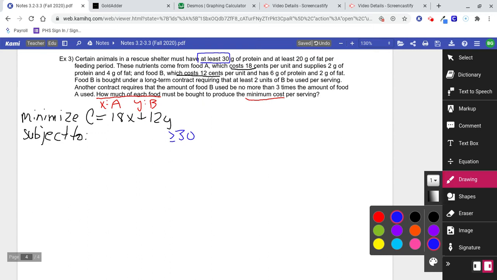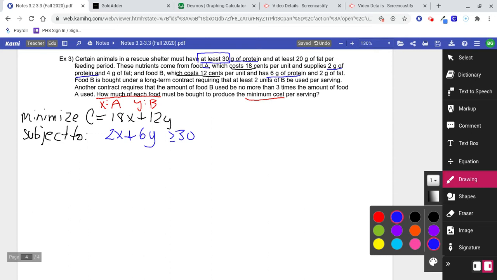So they're talking about protein. At least 30 grams of protein, right? So find the other numbers that are talking about protein. When they're talking about food A, they say something about 2 grams of protein. So that's going to be 2x right there. And then when they're talking about food B, they say something about 6 grams of protein. So plus 6y. It's all about putting them in the right category. It's almost like a game of matching. You're matching up protein with protein with protein.